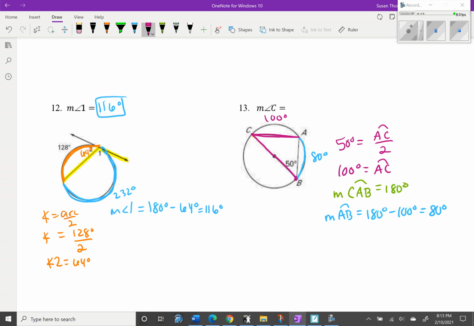So now we can go ahead and figure out the measure of angle C is equal to the angle, or the arc, sorry, which is 80 degrees divided by 2, so 40 degrees would be this angle right here.